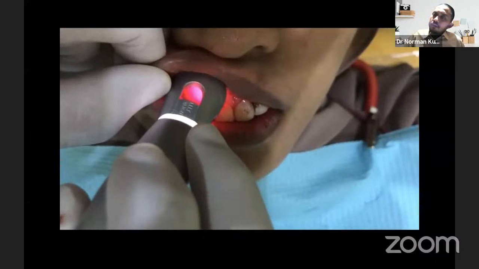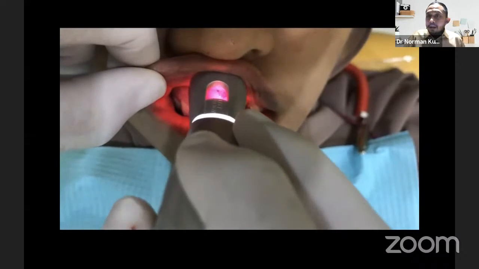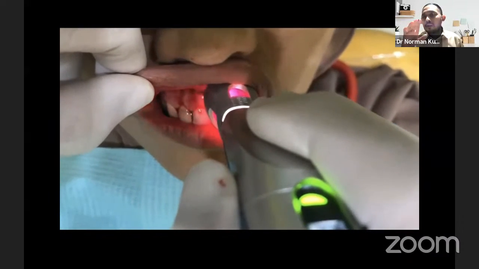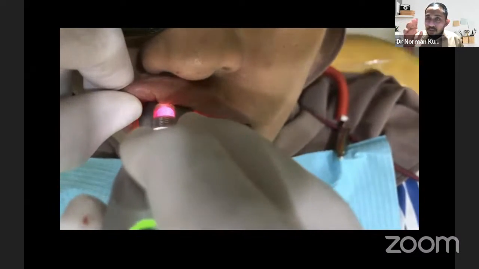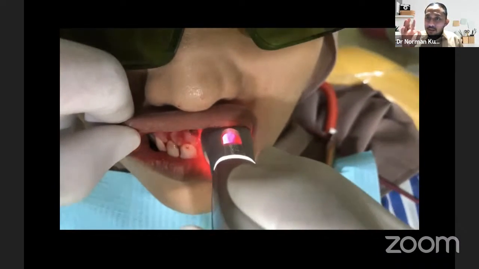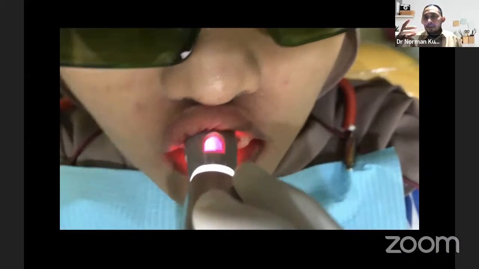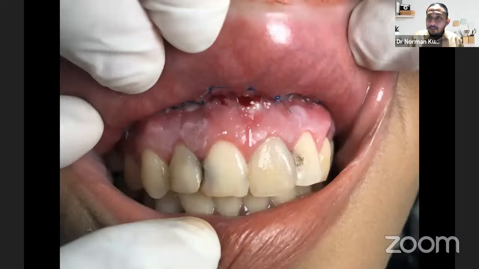What is that for, doctor? It is for the sterilization. Even our dental instruments still contain bacteria, so doing this laser therapy will make sure of enhancing the regeneration process. As you can see, I do a faster recall of the patient. This is a 5-day recall of the patient.